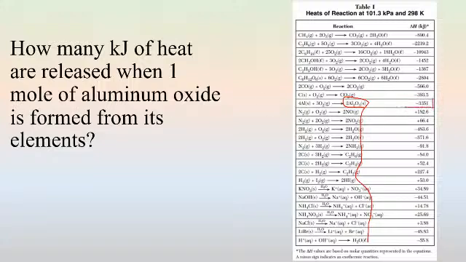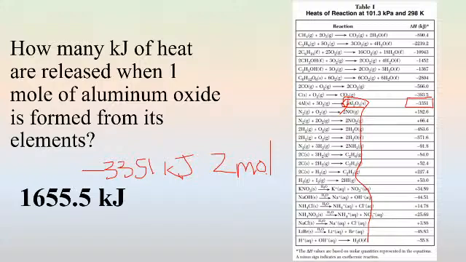Well, here is how much heat is being released. But look at this. See that coefficient of 2 right here? So it's negative 3351 kilojoules for 2 moles of aluminum oxide. But I have 1 mole. So what do I do? That should be easy. You're going to just divide it by 2. Okay? You have half as much.